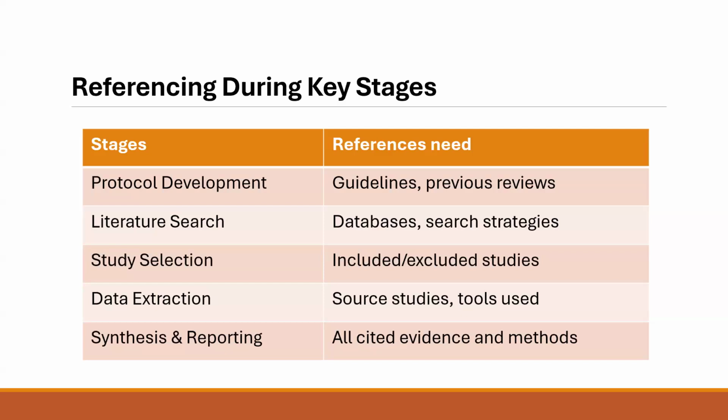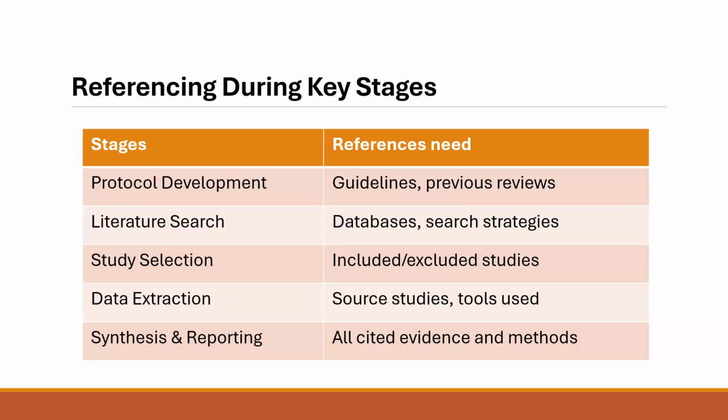But there might be some excluded studies which did not suit your inclusion criteria, so you had excluded them. But sometimes those excluded studies will help you to write your discussion or the introduction. So if you have taken help of those studies, they can also be cited. Then in data extraction, the sources you used to prepare your data extraction sheet, what data you took from other studies, or the tools that you used for data extraction can be cited in your systematic review.